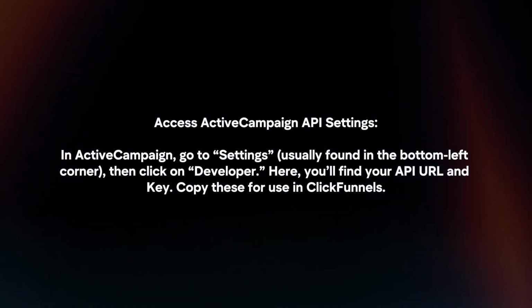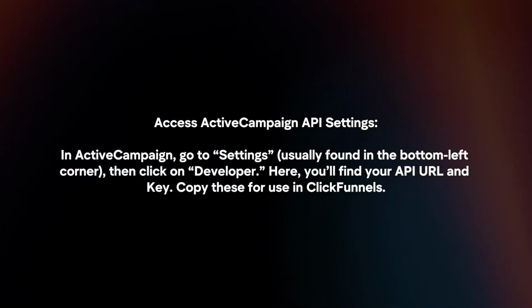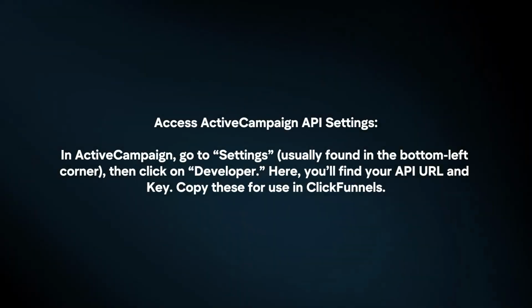Access ActiveCampaign API settings. In ActiveCampaign, go to Settings, then click on Developer. Here, you will find your API URL and key. Copy these for use in ClickFunnels.